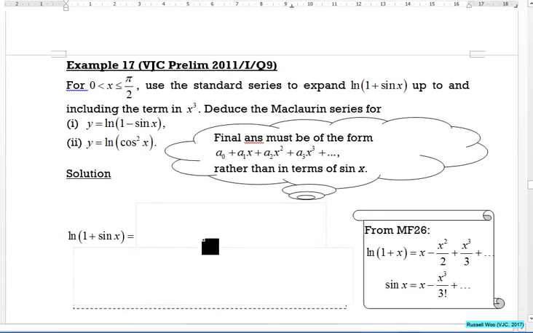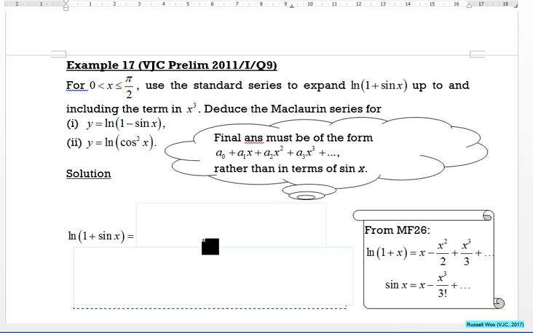Example 17. Okay, now this one I need to go through a little bit more. Shall we? Let's read the question. Use the standard series to expand this up to and including the term in x cubed, and deduce the Maclaurin series for this.